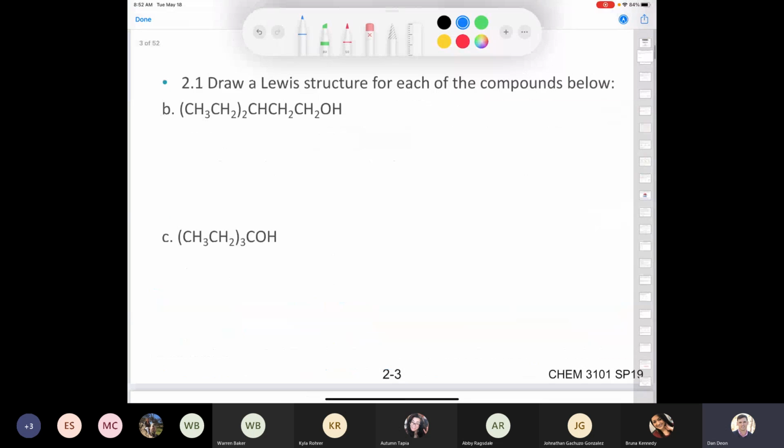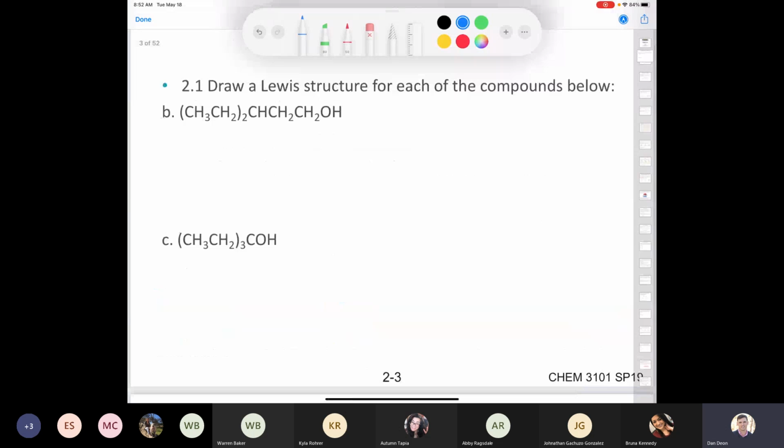Well, let's take a look at a practice problem where we have to practice drawing a Lewis structure from a condensed structure, right?